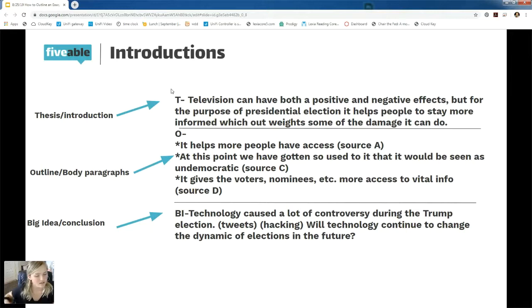So for my thesis/introduction, the T of the Toby, I put: television can have both positive and negative effects, but for the purpose of presidential election, it helps people to stay more informed, which outweighs some of the damage it can do. So kind of like nuance, like it can do damage, but it weighs out in the end. Anyway, I think I spelled that wrong, but bear with me.